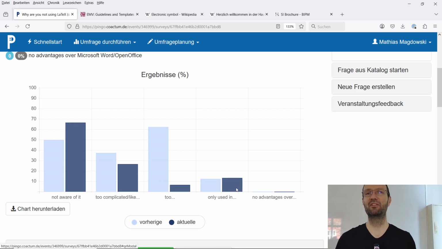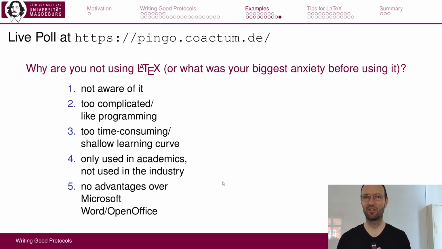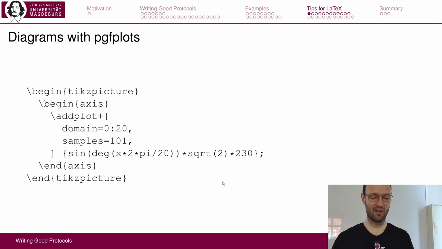This is partly true, but it's up to you to change this because it's free software, it's very powerful. And I think the main reason why it's not used in the industry is because we have always used Word, so why use something else? Okay, so now we can have a look at some tips in LaTeX.